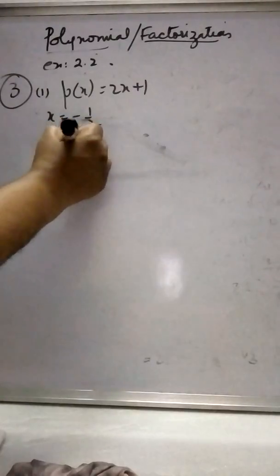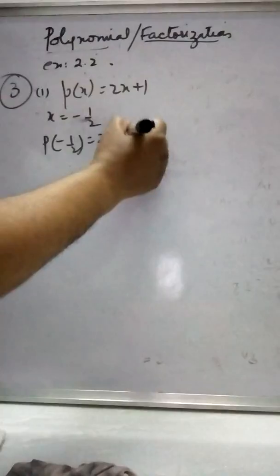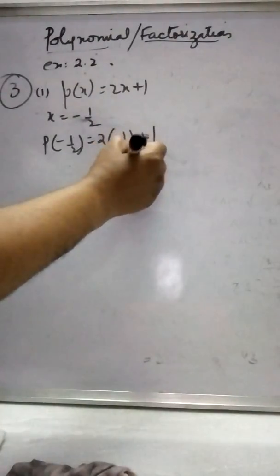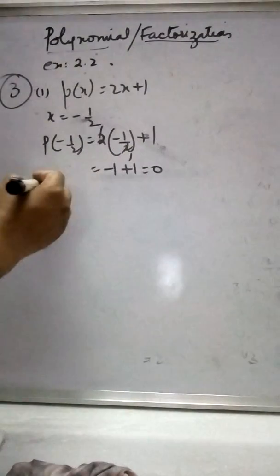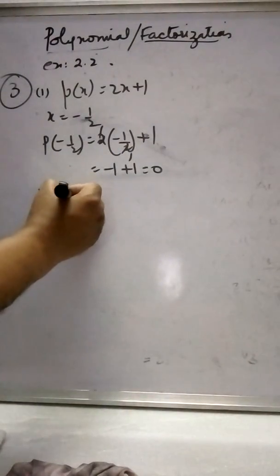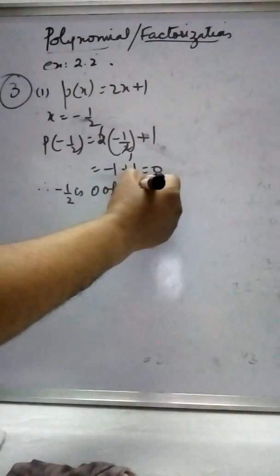So P(minus 1 by 2) = 2 into minus 1 by 2, plus 1. 2 one times, so minus 1 plus 1, which is equal to 0. Therefore I can say minus 1 by 2 is a zero of P(x).